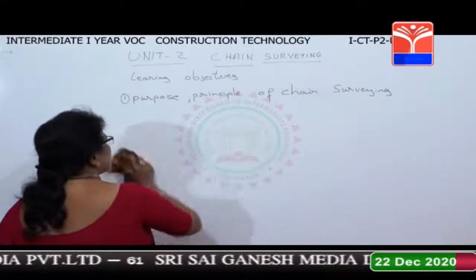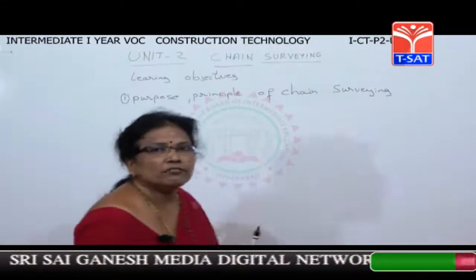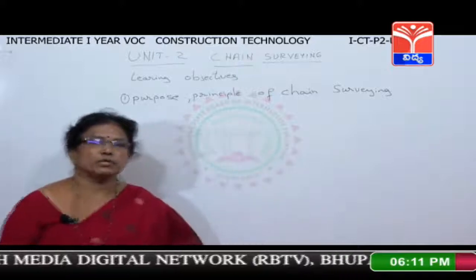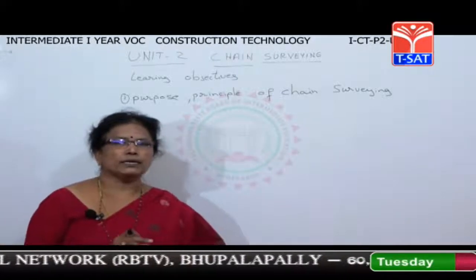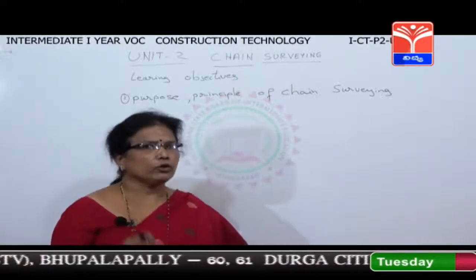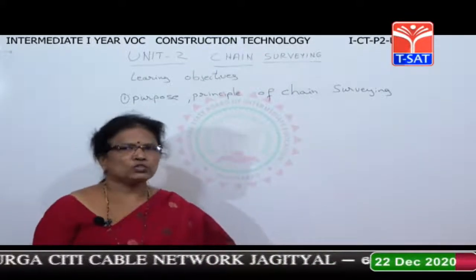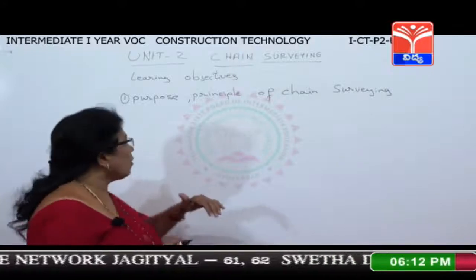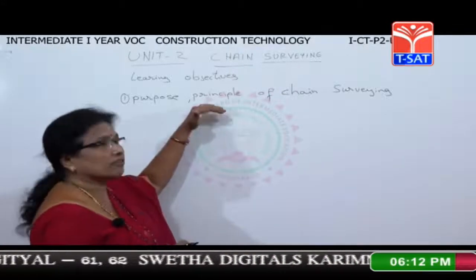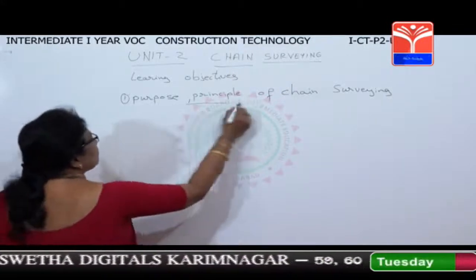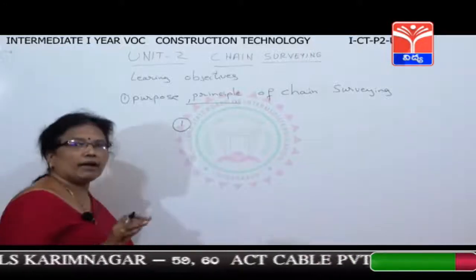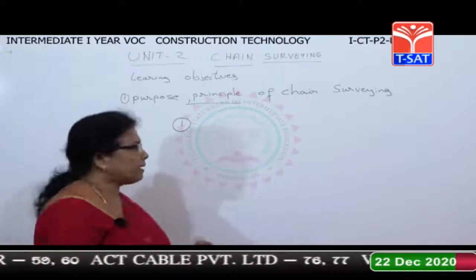We have learned two principles of surveying. That is, the first fundamental principle is to work from whole to part. The next principle is to locate a new station point with reference to two other fixed points. Those were the two fundamentals. So now here, in chain surveying, the main principle is to divide the area into small parts.